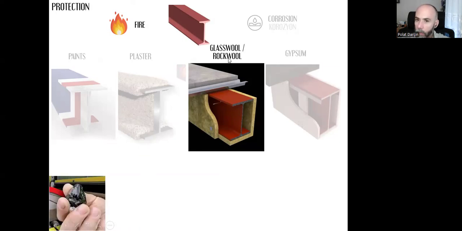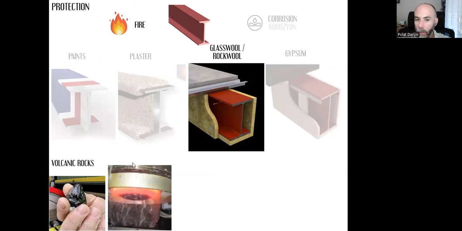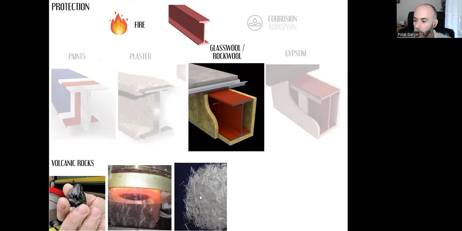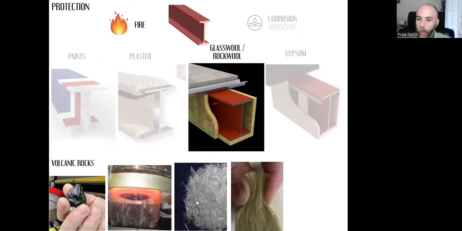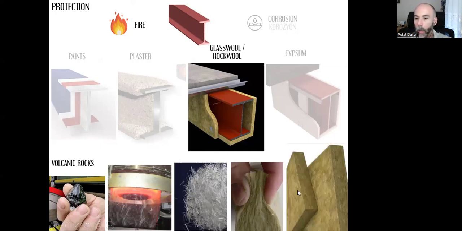We can have glass wool, rock wool, cam yünü, taş yünü, and these are indeed made out of either volcanic rocks or glass. There is this big machine which creates these very fine fibers out of these rocks, and we gather them and compress them into these sheets or boards. And these brownish ones are generally rock wool, and more yellowish ones, these are the glass wool.